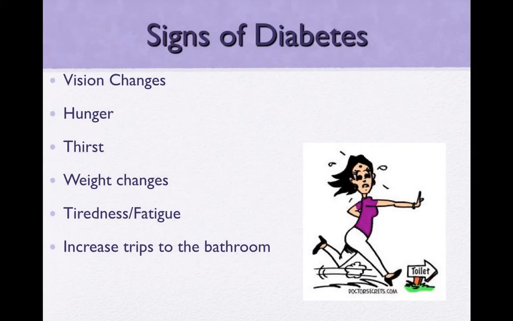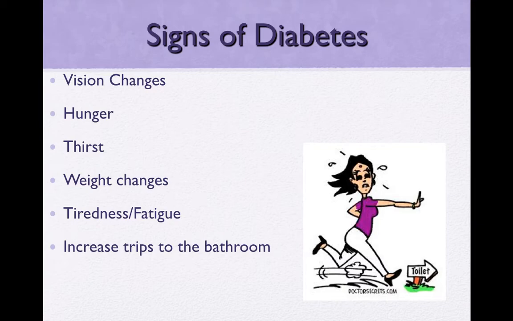Here are the different signs of diabetes. Sometimes we don't actually notice that our blood sugar is very high, so these are things that you can look out for to let you know if you should be going to see your doctor. Vision changes, such as blurry vision. Hunger. Sometimes we feel hungry because, like I said, the insulin is not working the way it's supposed to, so the glucose doesn't go into the cells to help us provide energy, so therefore we feel really hungry, or as a couple bullet points say down here, we feel tired or fatigued.